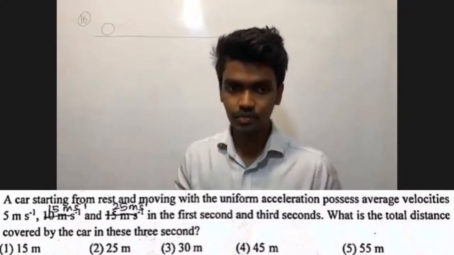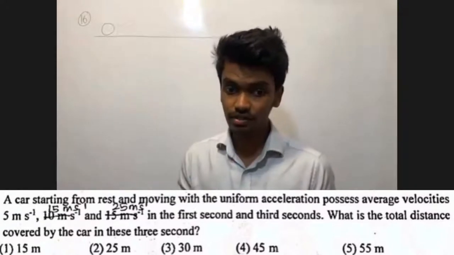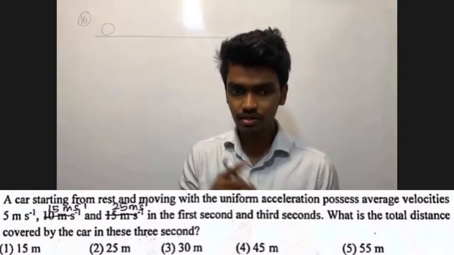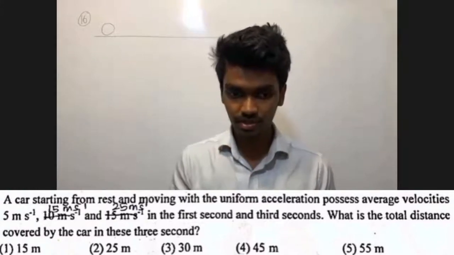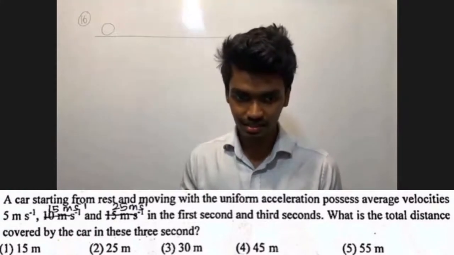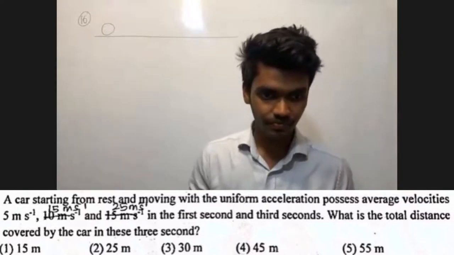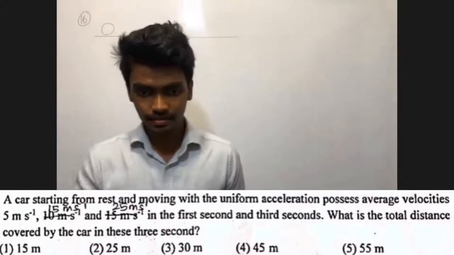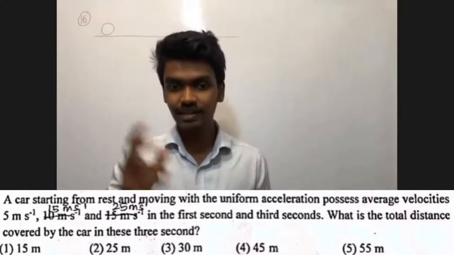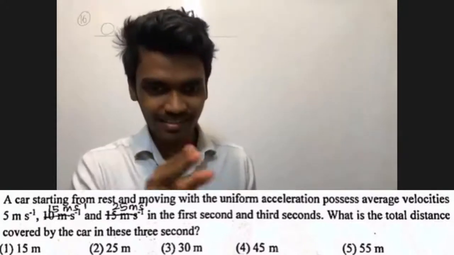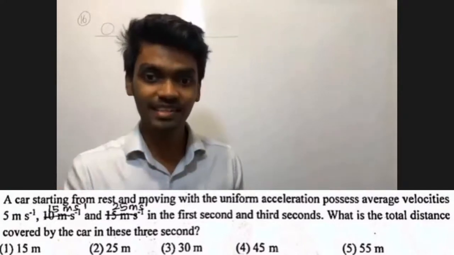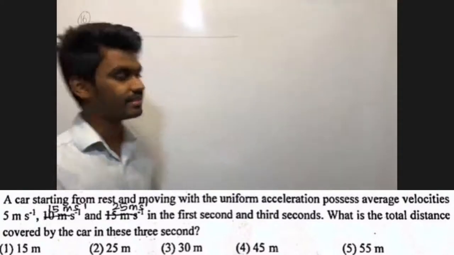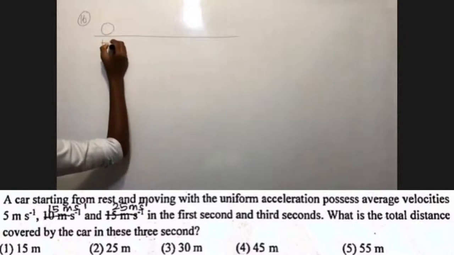Moving with a uniform acceleration, underline, possesses average velocities, 5 meter per second, 15 meter per second, 25 meter per second, in the first second, second second, and third second. First, comma, second, and third seconds. So let's assume it starts with zero.